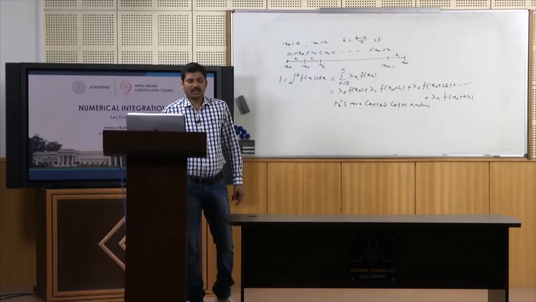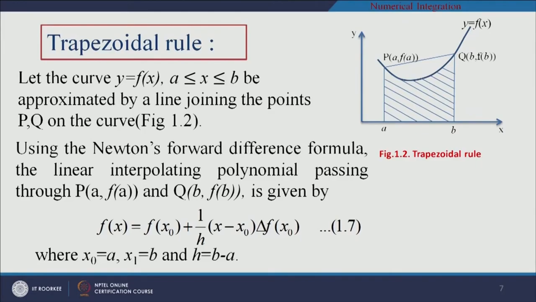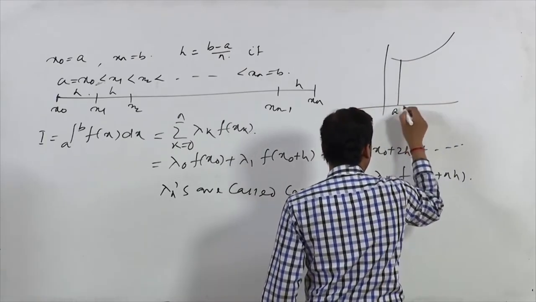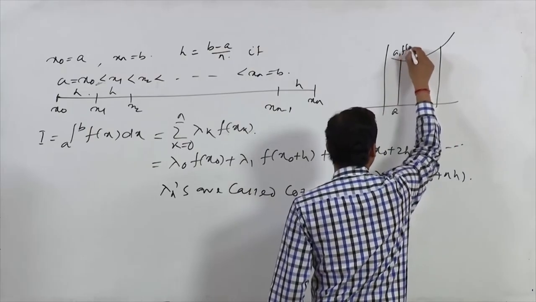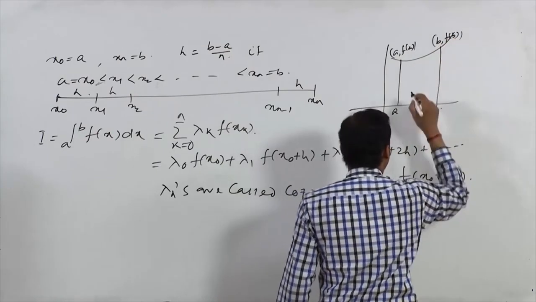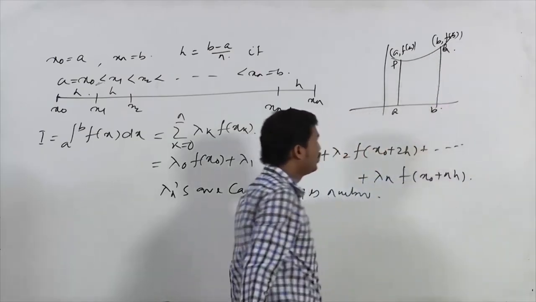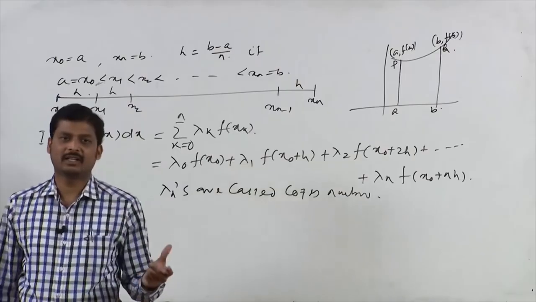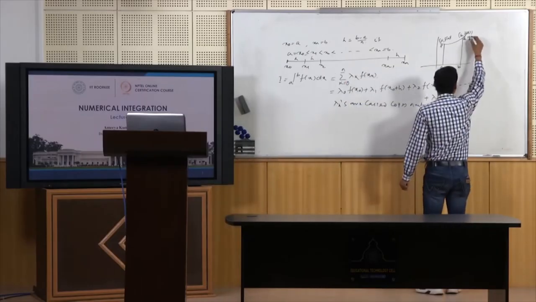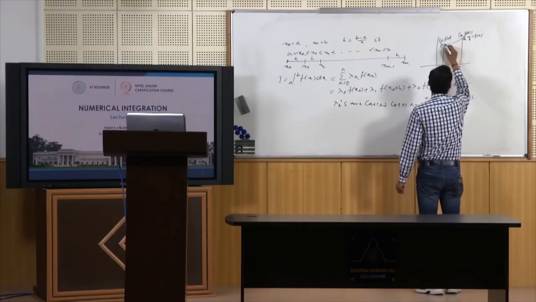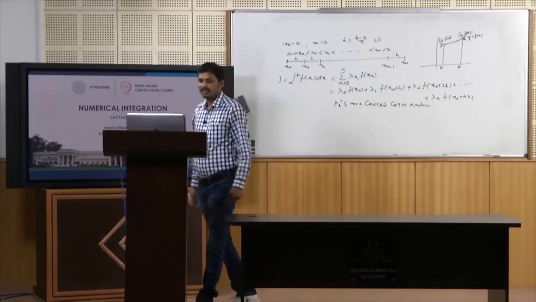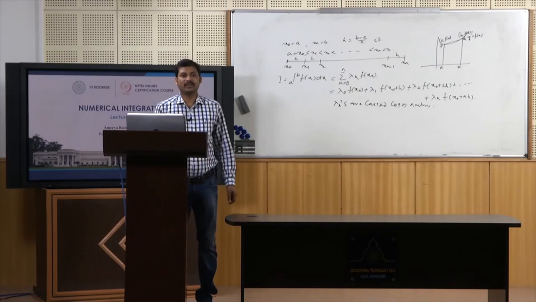So first we will go for the trapezoidal rule here. Suppose we have a curve here, and it has ordinates like a, f of a here, and b, f of b here. So suppose these points are P and Q here. If we want to find this area, or this integration from a to b, for the function bounded by the curve y equals f of x here, then we can estimate this area by a trapezoid, and then evaluate this integration in a complete form here.